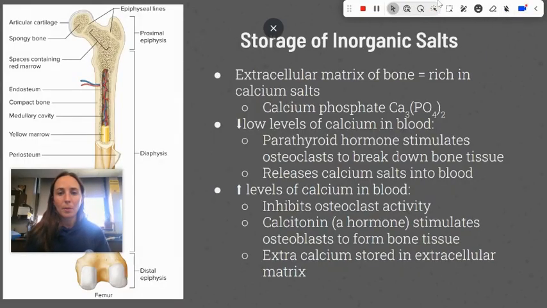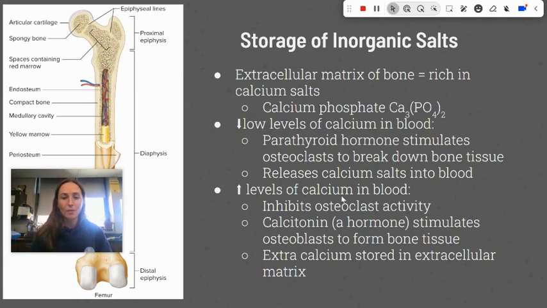And if we dive a little deeper on some of the storage of inorganic salts, specifically, we're going to talk about those calcium salts. The extracellular matrix of our bone has a lot of calcium salts, unless you've had a calcium deficiency half your life. So it's storing calcium phosphate in our bones. We looked at this a little bit, right? Those low levels of calcium in our blood are going to stimulate the parathyroid hormone. So osteoclasts are going to break down that bone tissue, which is going to release calcium salts into our blood. Hey, we can use that. That's good for us to use.